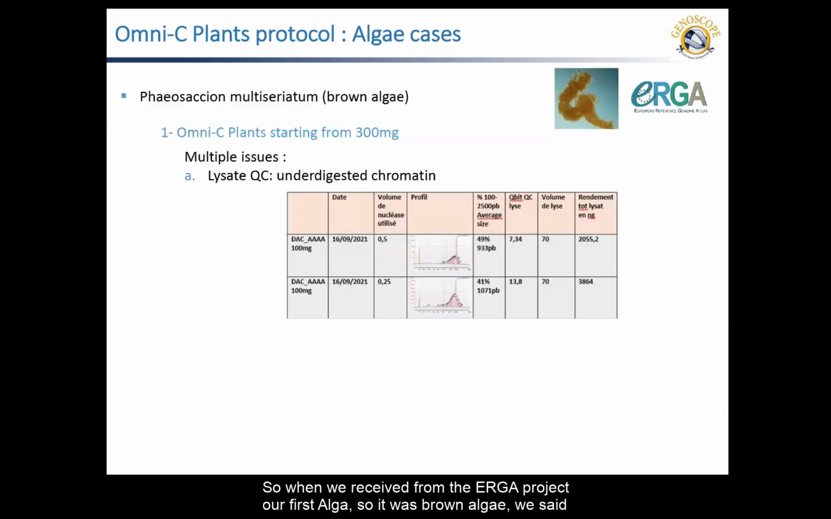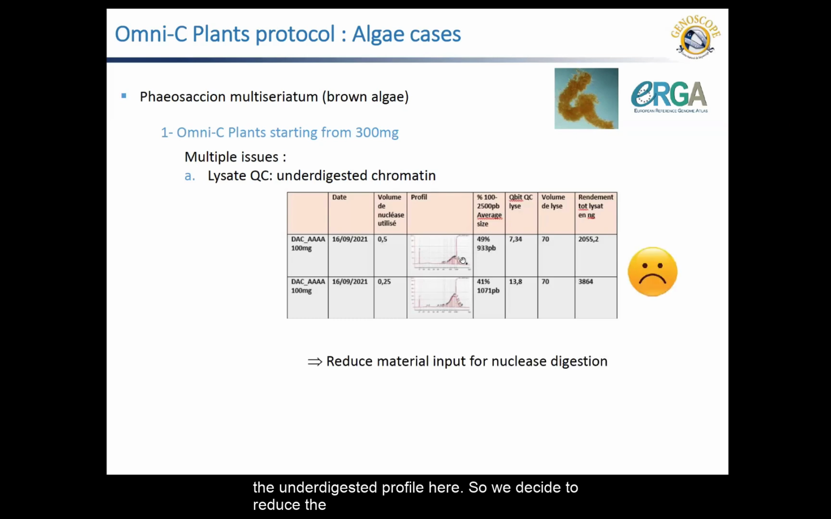When we received from the algae project our first algae, which was a brown algae, we said, let's try Omni-C for plants starting from 300 milligrams, and then the real life. For the latest QC, we also have under-digested chromatin. You can see the under-digested profile here.